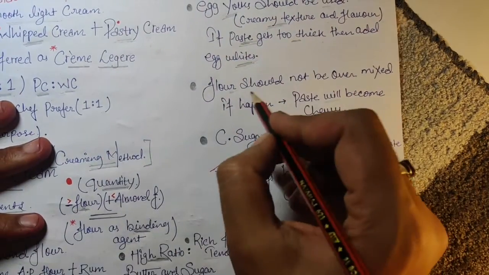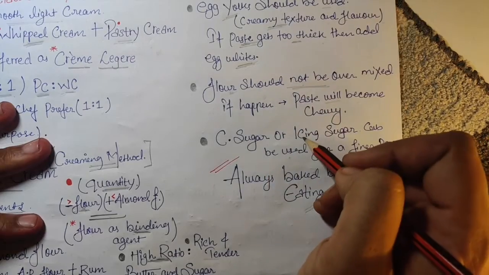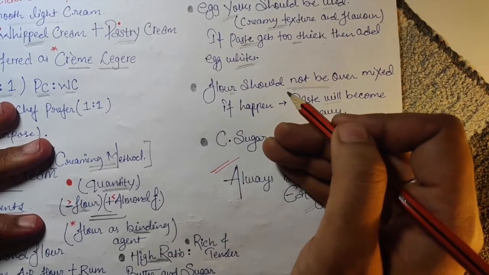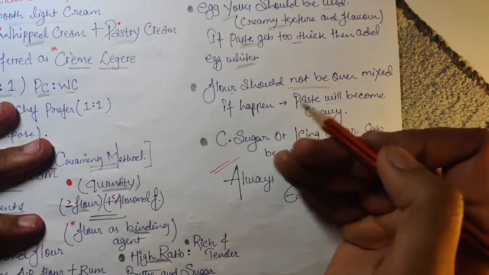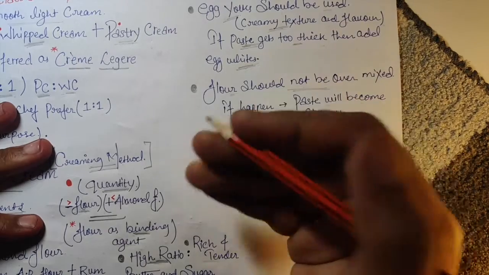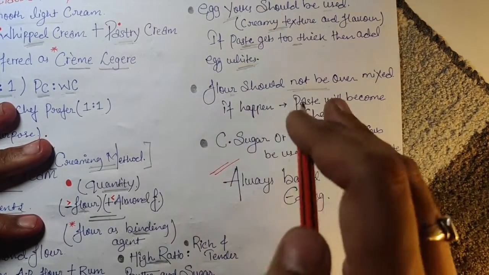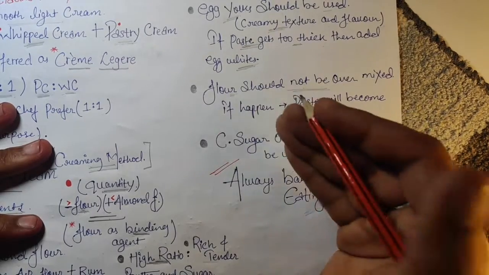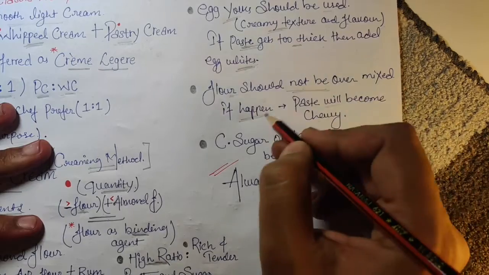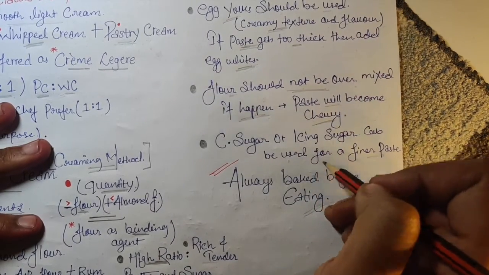Here we go. Flour should not be overmixed. Why? Because it will start making the paste, and the end result is going to be a little chewier because of the gluten present in the flour itself. That's the reason we don't want to whisk, and we don't go for overmixing, okay? Just fold, mix, done. Just make sure everything is combined and you're done. Simple as that, right? If overmixing happens, then the paste will become a little chewier. Simple as that.